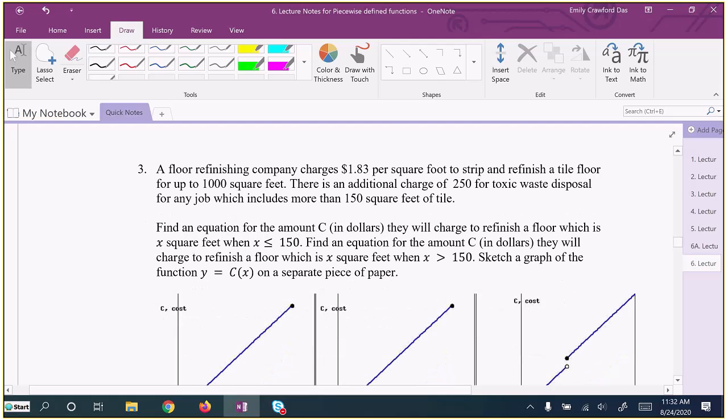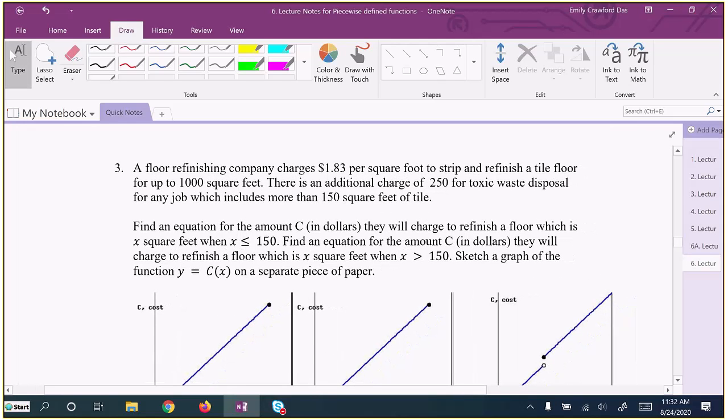Okay, third example. A floor refinishing company charges $1.83 per square foot. Let's go ahead and underline that. To strip and refinish a tile floor for up to 1,000 square feet. That should be important. There's an additional charge of $250 for toxic waste disposal for any job which includes more than 150 square feet.